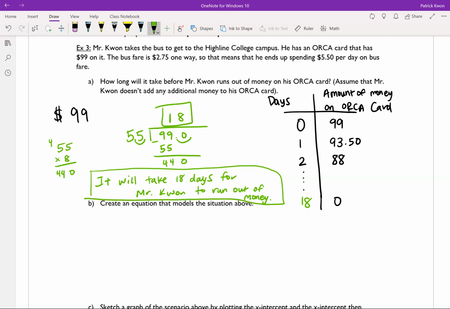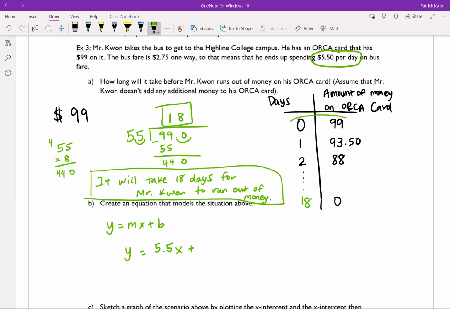Now it asks us in part B to create an equation that models that scenario. And we already talked about the general form of an equation is y equals mx plus b. And so our variables here, y and x, are not going to change. Our goal is to figure out what m is, which is the slope, and what b is, which helps us figure out the y-intercept. And so recall that m represents the constant rate of change. So in this scenario, we know that every day Mr. Quan is spending $5.50. So let's go ahead and put 5.5x and then add.